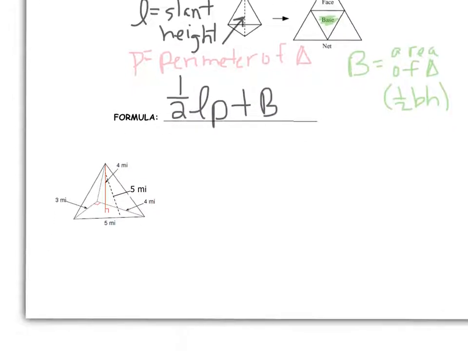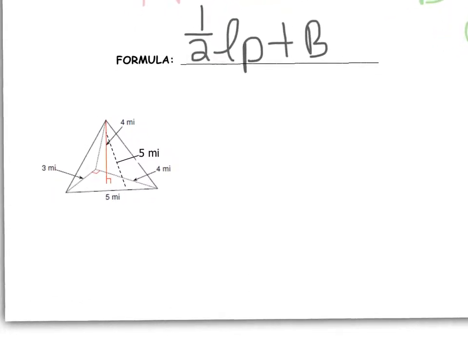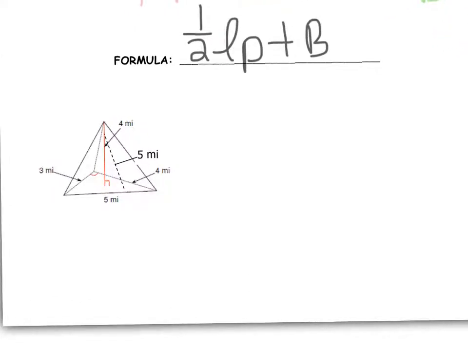These are a little bit more difficult, I think, because they tend to have a lot of measurements, but I think we'll be able to figure it out. So let's go ahead and take a look. The first part that we want to see is what is the L, the slant height. And the slant height is right here. It's on the outside of the triangle, which is 5.